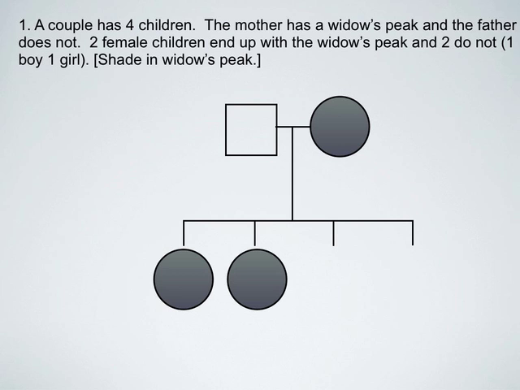2 female children have a widow's peak, and 2 do not. One of them is a boy. What does that one get? The boy without a widow's peak. A plain square. The girl without a widow's peak, a plain circle. I'm surrounded by girls. Michaela, you just called that girl. I know. I put them up in a different order.